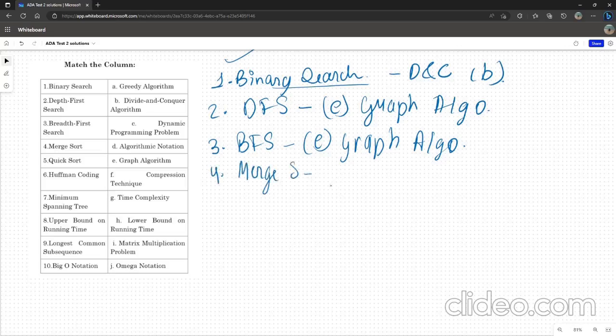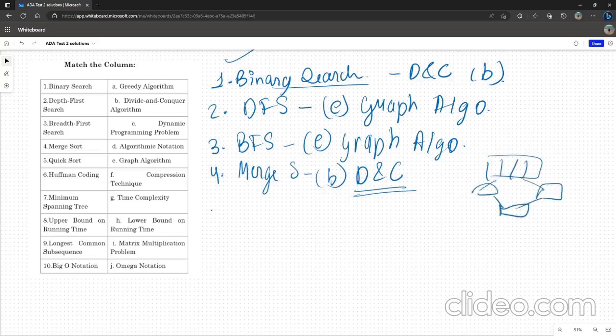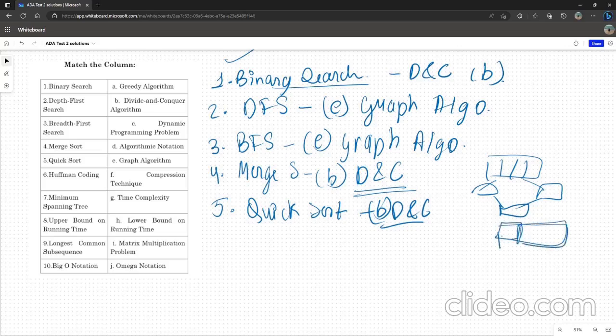Fourth is merge sort. Merge sort, we have to find what type of algorithm it is. It is greedy. No, we can say it is B, divide and conquer algorithm, as it divides the array into different parts and then combines to form the optimal solution. Fifth, we have quick sort. Quick sort is also divide and conquer. B option is correct, because it finds the pivot element, then divides into left and right parts, which are further solved. So it is also a D and C problem.